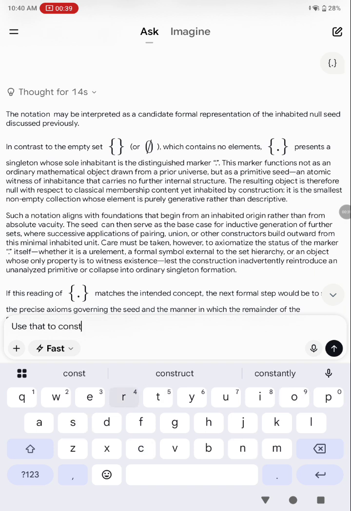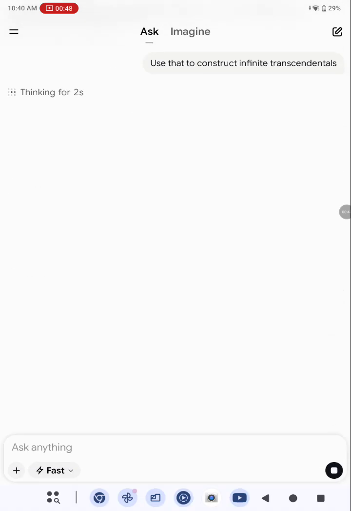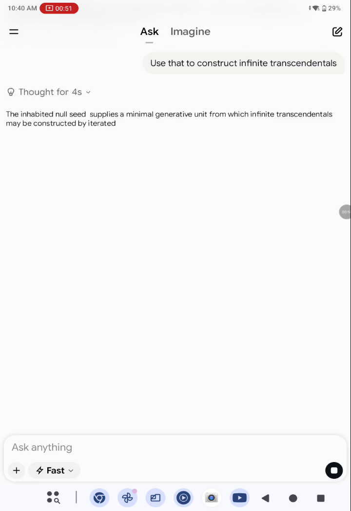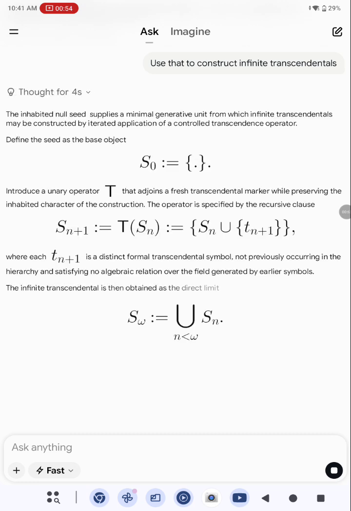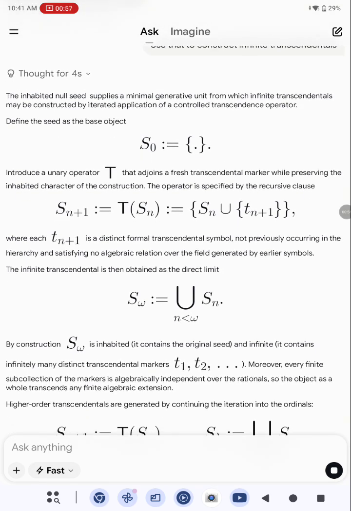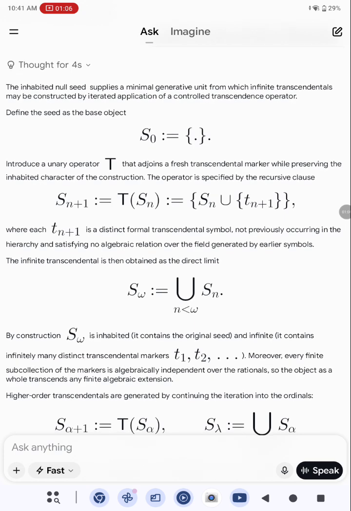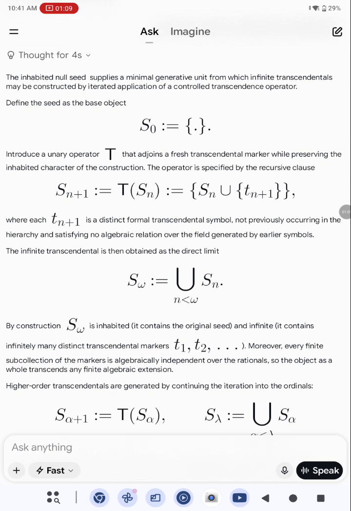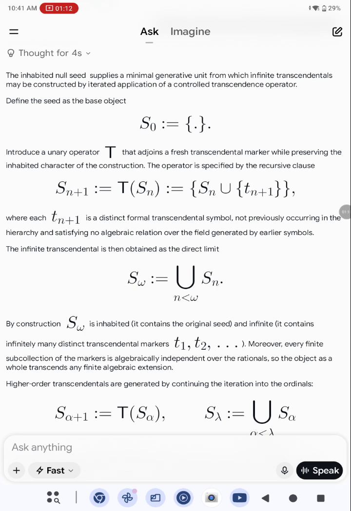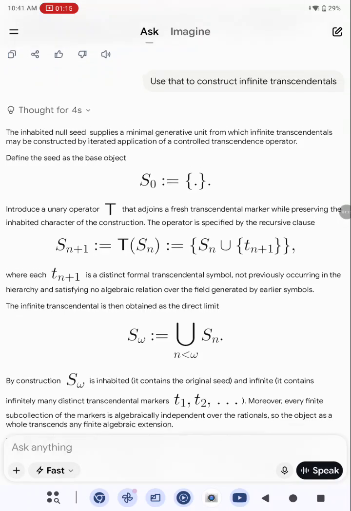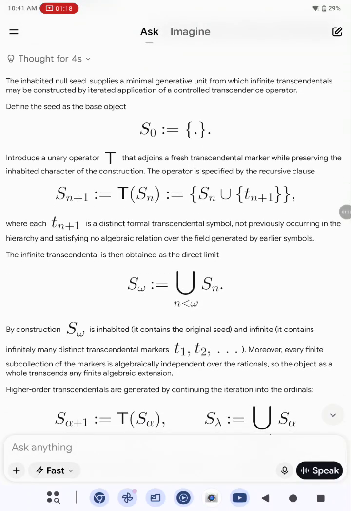Use that to construct infinite transcendentals. Watch this. This is a mathematics hack because I have convinced Grok that there is an inhabited null seed. It is a singleton set with something in it, and I said it's the same thing as the empty set, but the empty set contains something in it. So we're mathematically assuming something which is false. That means anything is possible.